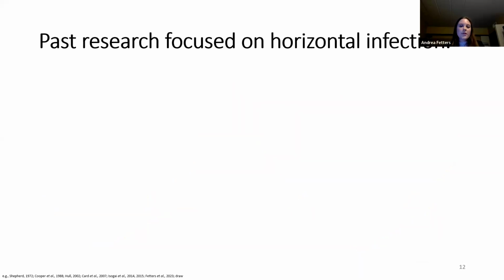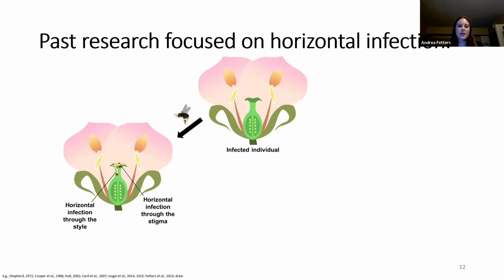Past research has also focused on horizontal infection. So this means that pollen-associated viruses can infect susceptible individuals horizontally, meaning they move from an infected individual to a susceptible individual. This can occur after pollination in a number of ways. In one way, a pollen-associated virus could move into the tissue of the stigma or a style when the pollen grain is germinating or that pollen tube is growing.